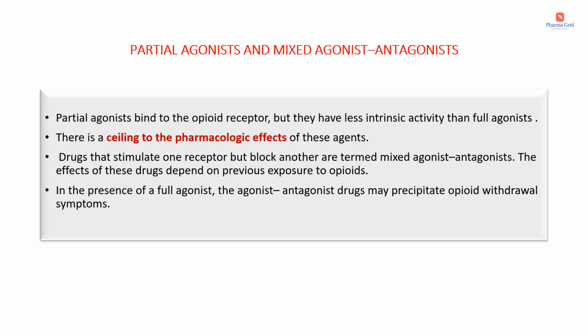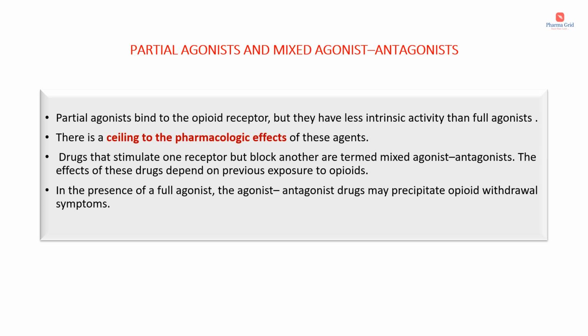So far we have discussed the agonist drugs. Now we will learn about the partial agonist, mixed agonist, and antagonist. Partial agonists bind to the opioid receptor, but they have less intrinsic activity than full agonists. There is a ceiling to the pharmacological effects of these agents. Ceiling effect is a pharmacological phenomenon that occurs when a drug reaches its maximum effect and increasing the dose does not result in any further benefits or side effects.